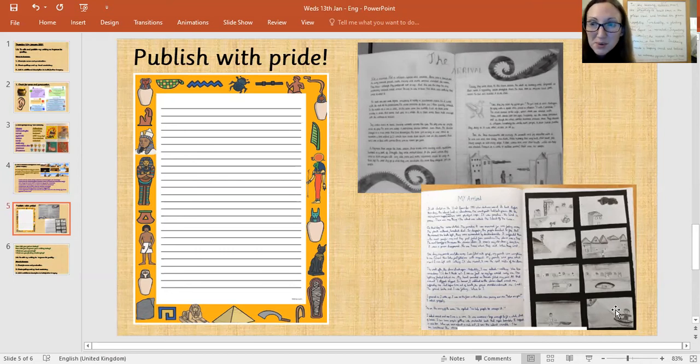Now is your time to pause and to publish your writing, to take real pride in it. If you want to add colour, you can. If you want to use some of your other art materials you have at home, please do. But what I would say for everybody is this word here, pride. Take pride, make this writing the best you can, and be proud of your efforts. Brilliant, really well done. I'll let you pause here and then set about publishing.